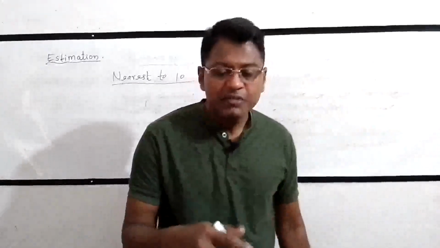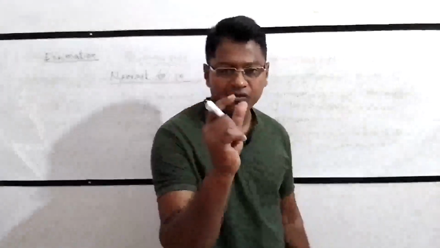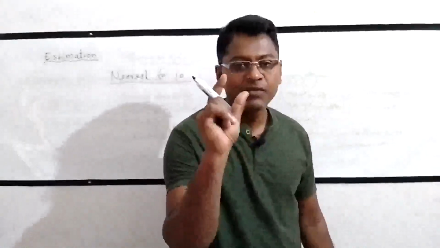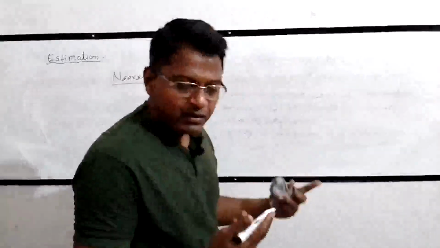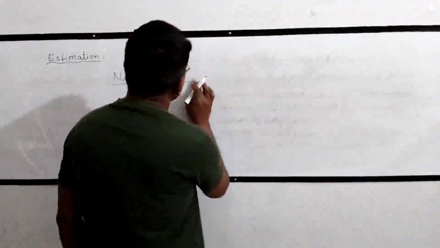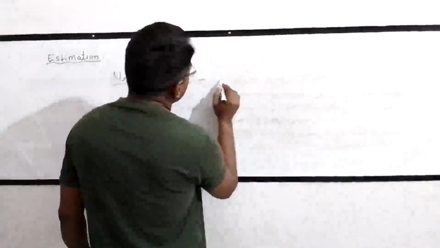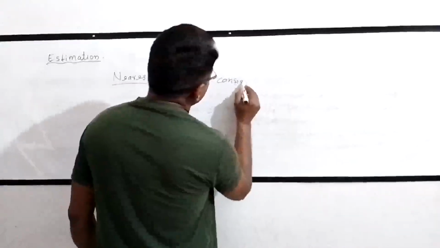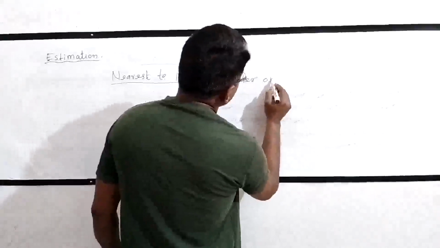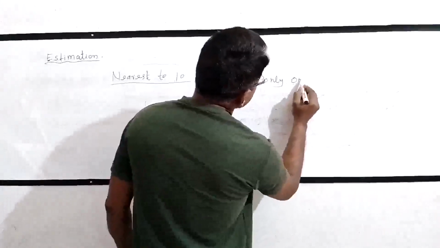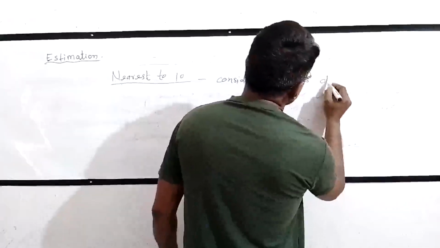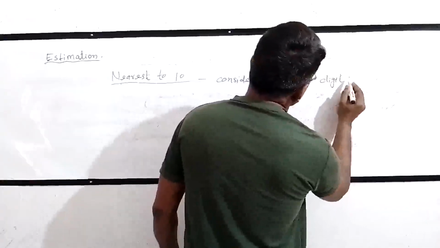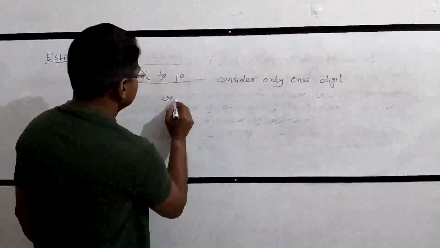If any number is given and you are told to estimate that number nearest to 10, then you have to consider the ones digit. You have to consider only the ones digit of that number. For example, I would like to explain.